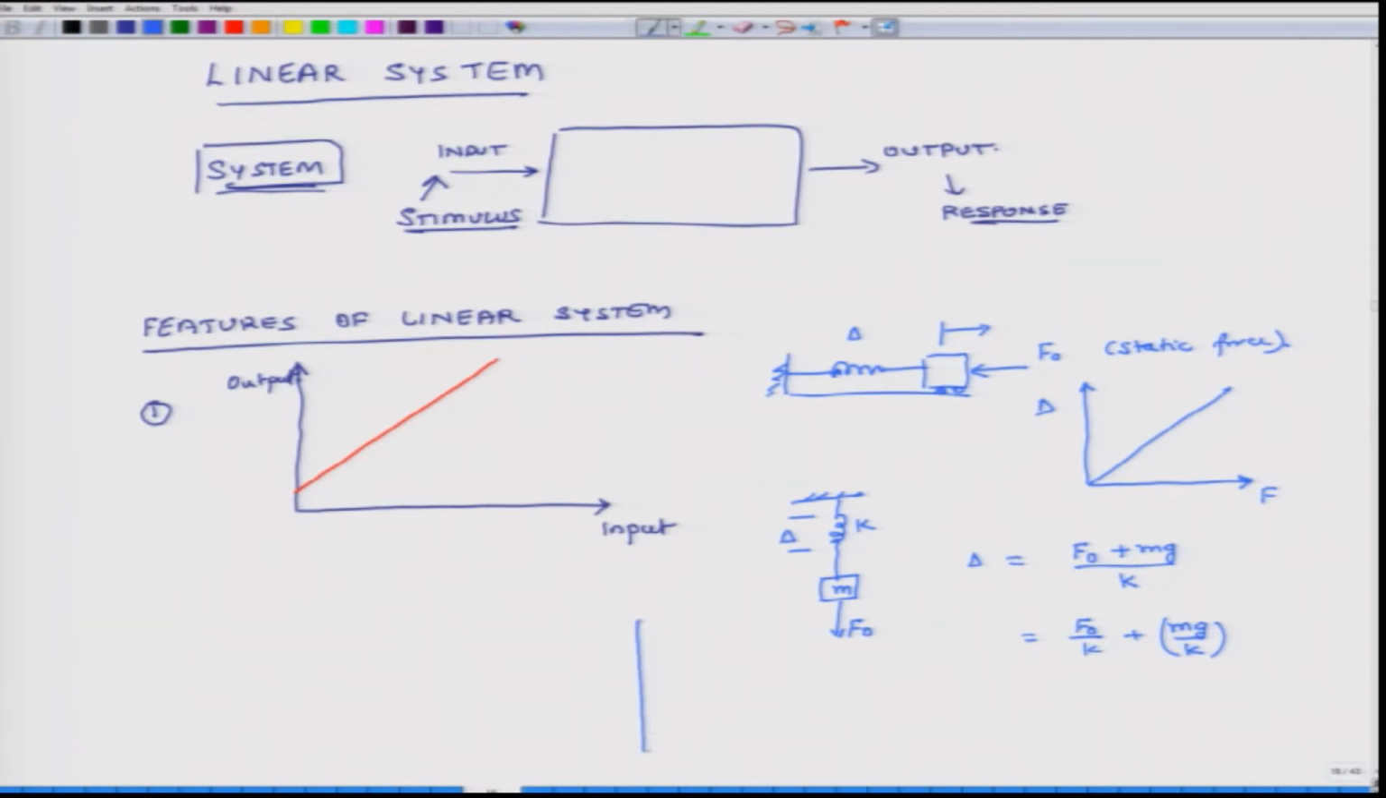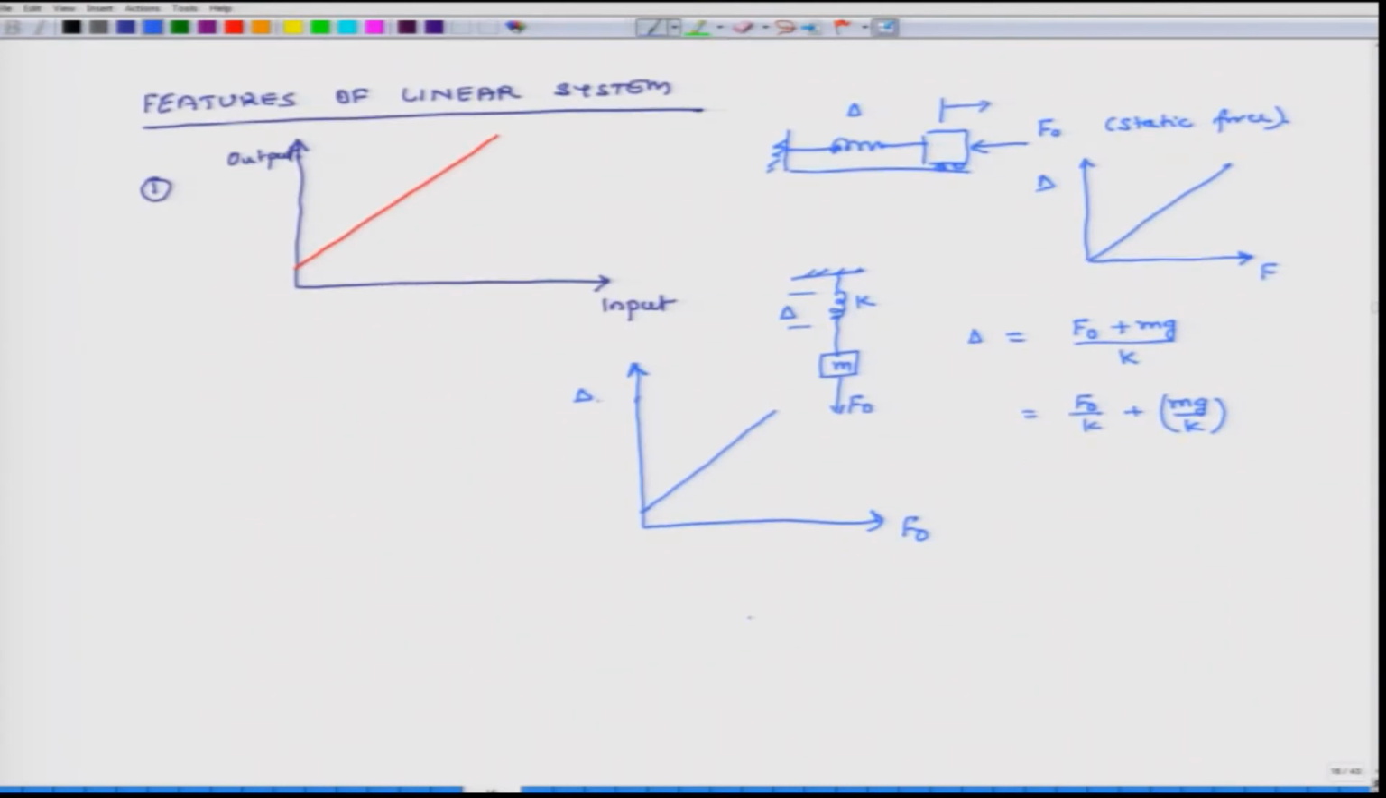Now, if I plot the response versus stimulus, F naught is the stimulus. If I keep on increasing the force, deflection keeps on growing, but at 0 force also there is some deflection, right. So, this curve will not go through the origin, but even then it is a linear system. So, this is the first thing, that if I plot the relationship between input and output, it is a straight line.